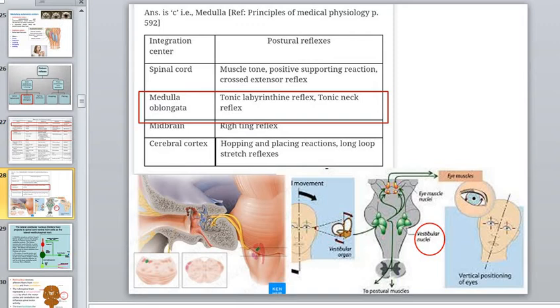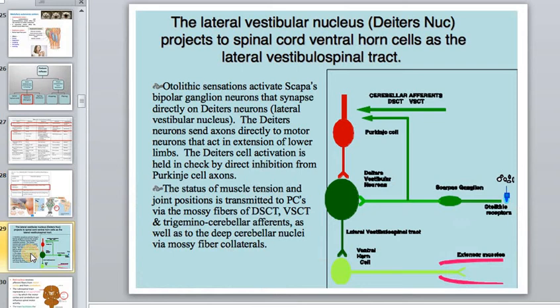And do you remember the rabbit? Let's now not forget about these posture reflexes. A special place has the nucleus of Deiters.